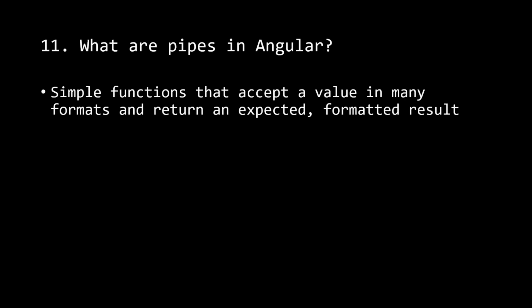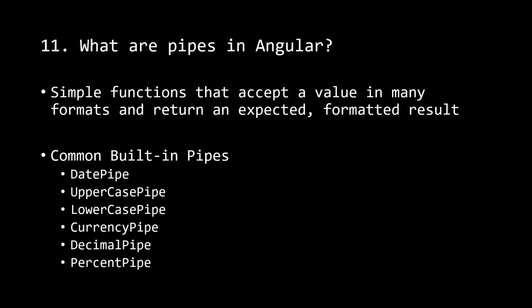Angular pipes are simple functions that you can use in template expressions that accept an input value and return a transformed or formatted value. They're reusable, and if you find yourself having to specifically format a value, you should consider using a pipe. Angular comes with many, but these are the most likely pipes that you'll see.